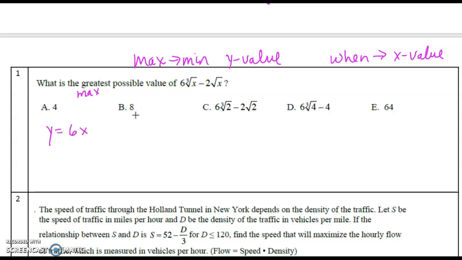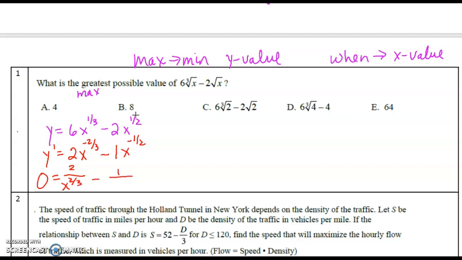I'm going to rewrite it as powers. Okay, so if we want to find the max or min, we're going to find our derivative, which is a power rule. So 2x to the negative 2/3, 1x to the negative 1/2. Okay, and then we want to set this equal to 0. So I'm going to write this a little nicer because I want to solve it.